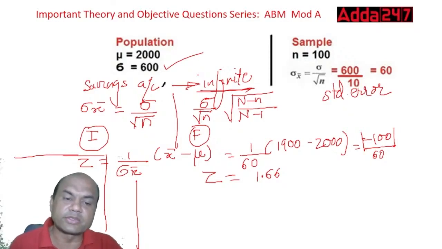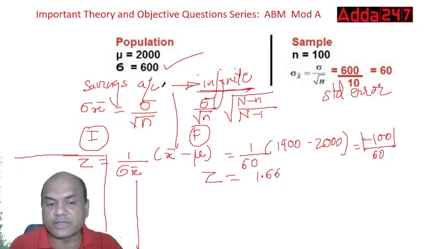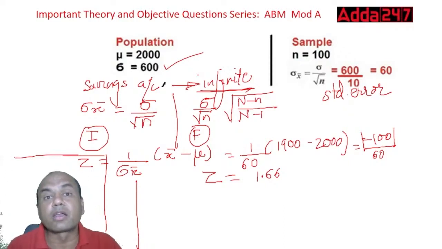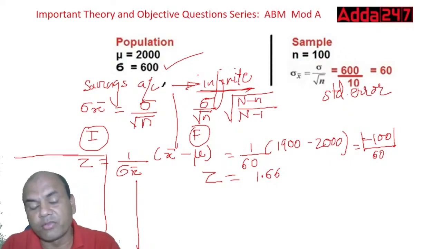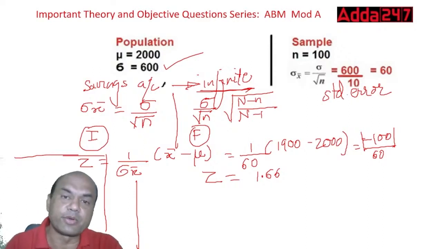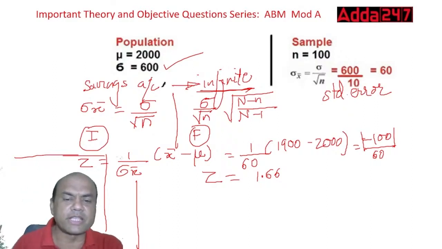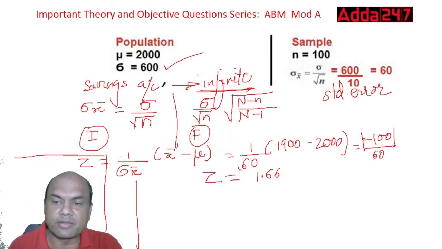Once you get this standard error, what you do next is find the z value. What is the z value? Z equals 1 upon psi x bar into x bar minus mu. This formula you have to learn by heart. Now all the values you have: psi x bar is 60, x bar is 1900, mu is 2000.